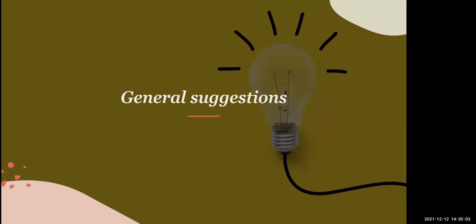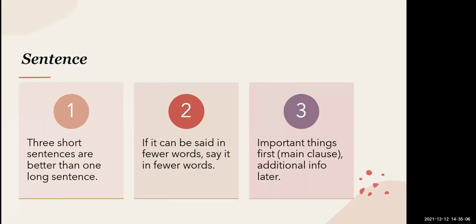Next part, we have some general suggestions. So with sentences, I do believe that short sentences are better than one long sentence. But then, of course, it really depends on the writing skill of each writer. So if you think that you can write one really long sentence and can still make your point conveyed or understood, then just go for it. And then number two, if it can be said in fewer words, always say it in fewer words, so that the easier the sentence is for people to understand, the better it is.